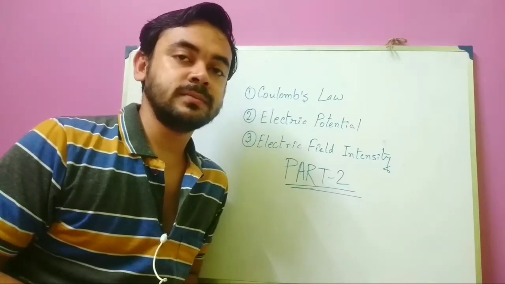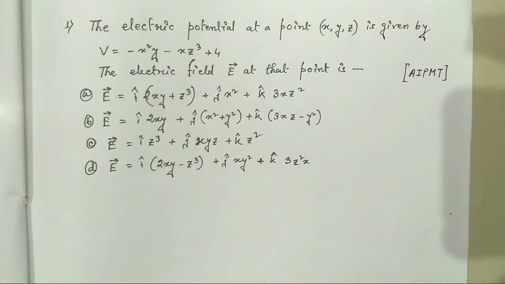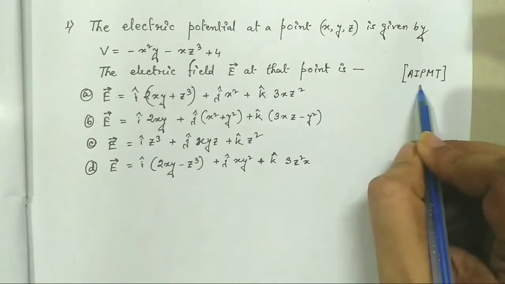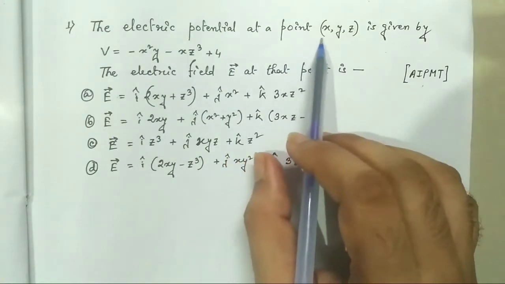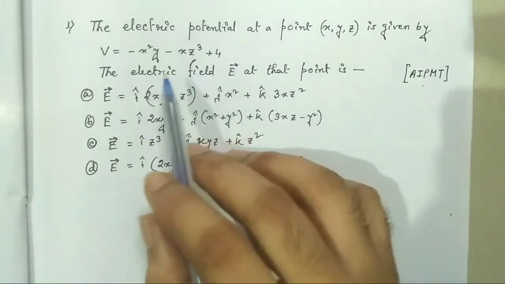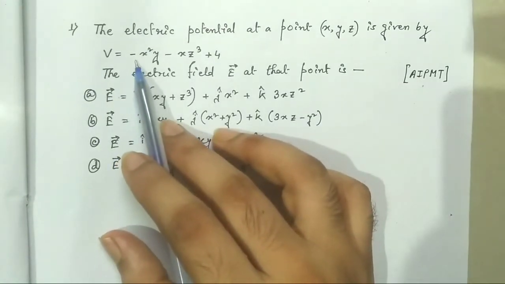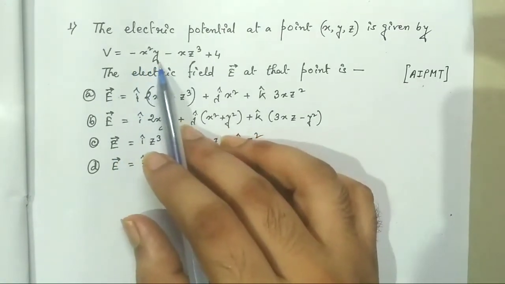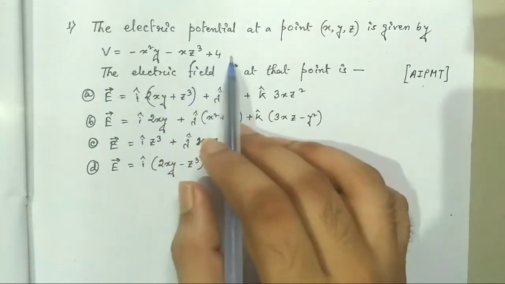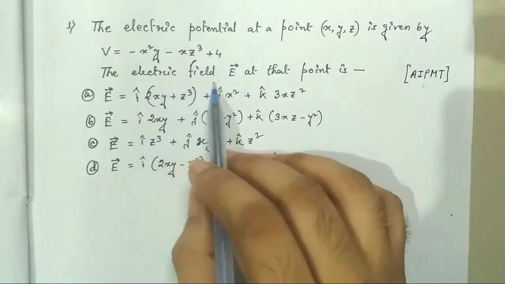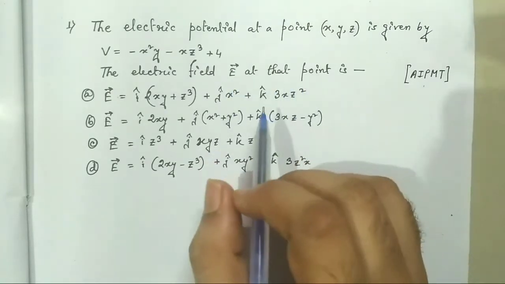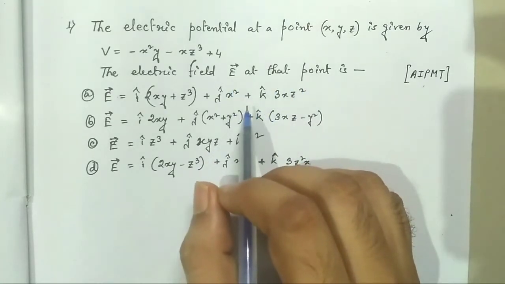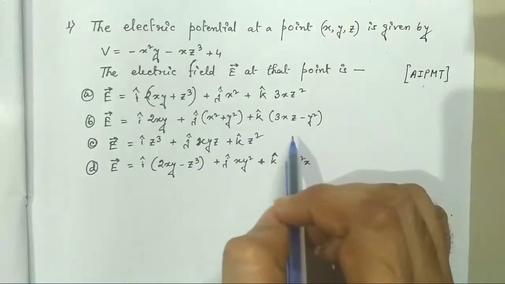Let's start. Today's first question, a previous year question of AIPMT. The electric potential at a point x, y, z is given by V equal to minus x square y minus x z cube plus 4. The electric field intensity E at that point is, you have to find the electric field intensity at that point. 4 options are given.